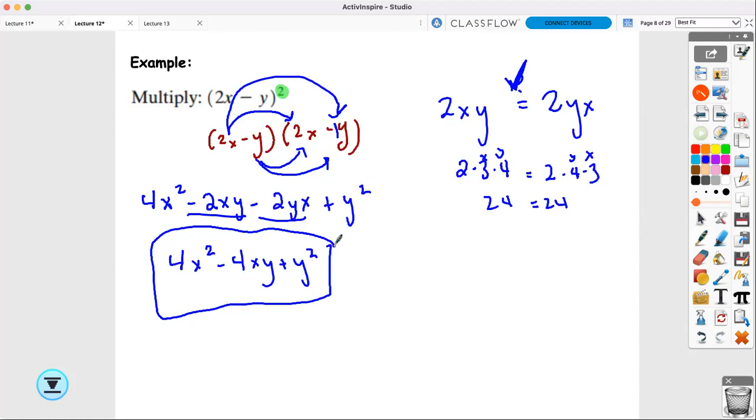Any questions on having a second letter like x and y? Any questions on this example? Does anyone have any more questions before we move on?